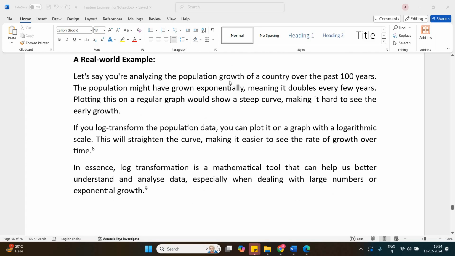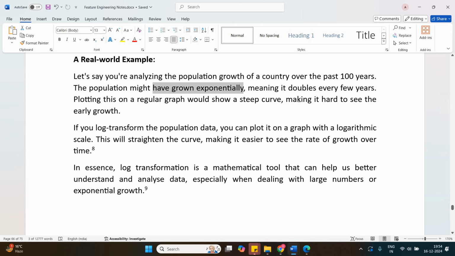So here we are taking the example of the population growth of a country that we want to see over the past 100 years, how the population has grown. It may be that the population could have grown exponentially, meaning it doubled every few years. This could be the possibility. Plotting this on a regular graph would show a steep curve, making it hard to see the early growth.